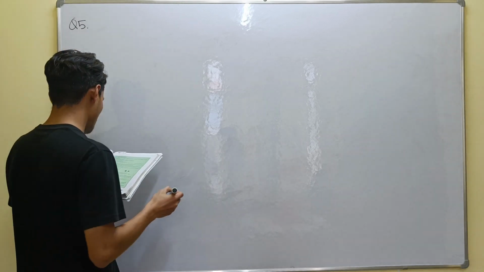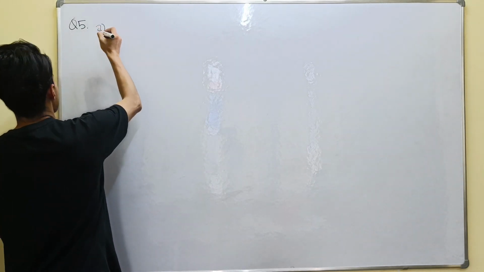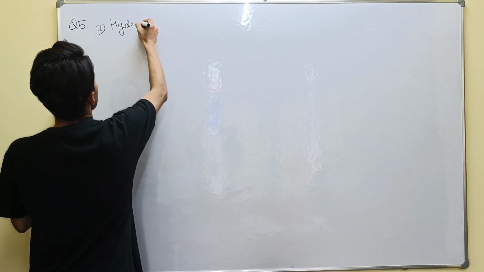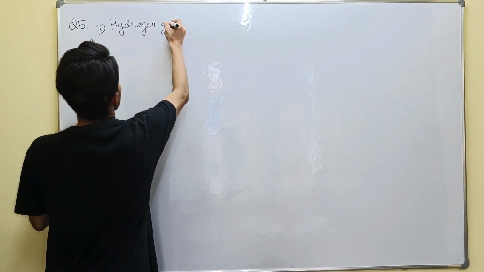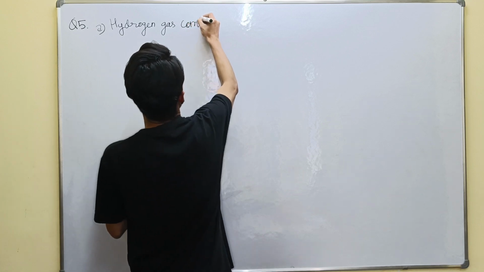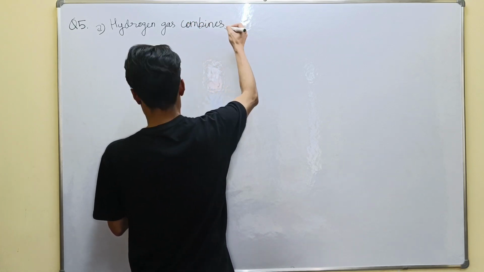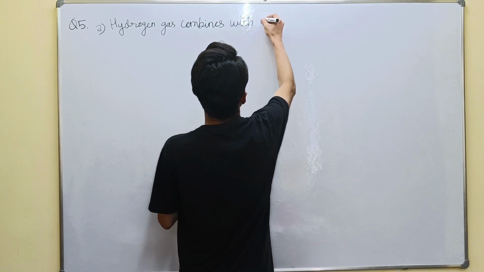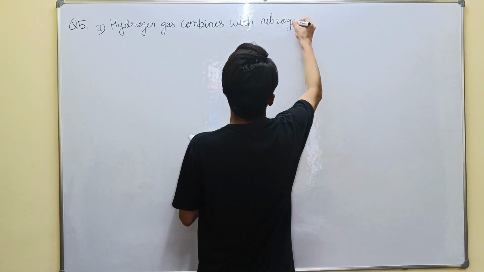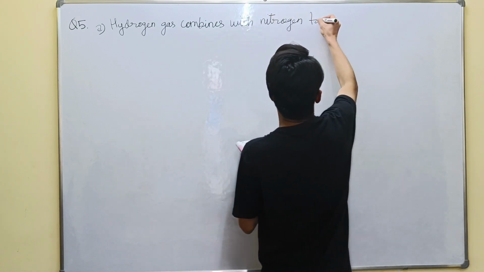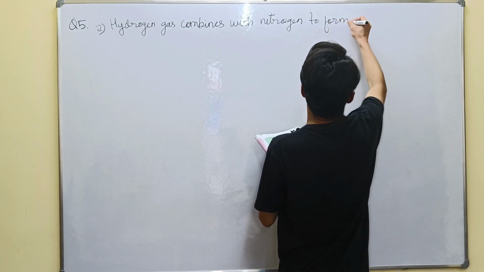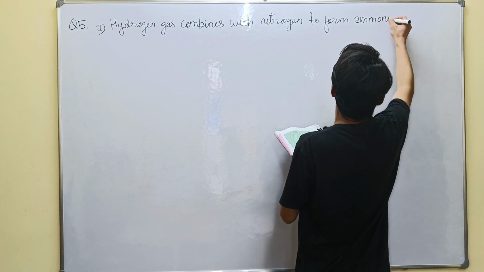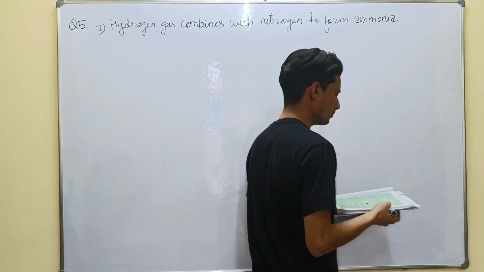Okay. So the question reads, question number 5A. Hydrogen gas combines with nitrogen to form ammonia. So this is the first question.